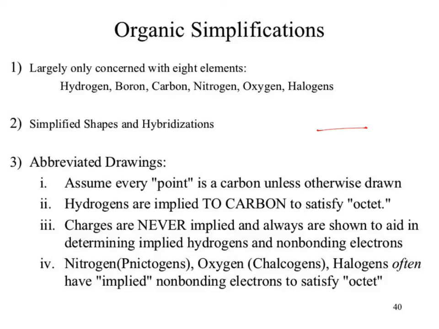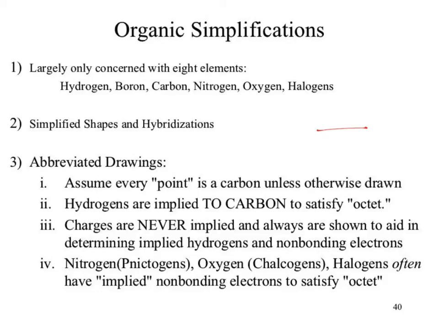Hydrogens will be implied to carbon to satisfy the octet. Notice "to carbon" is capitalized. Do we imply hydrogens to any other element? No, only to carbon. What is the formula for that line? C2H6. So we get a lot of stuff implied out of our structures. The next big parts are really the things that we don't imply, and we have to be careful with these. Charges are never, ever, ever implied.